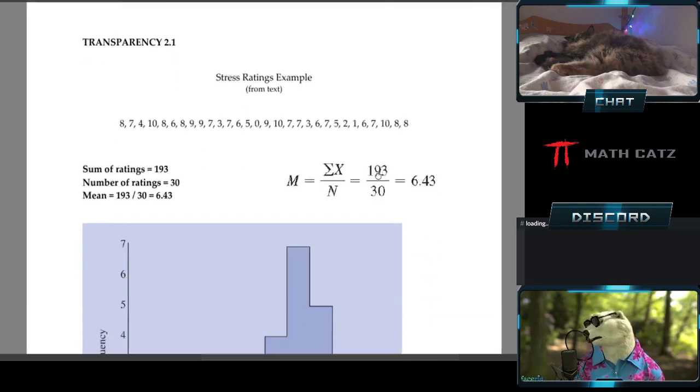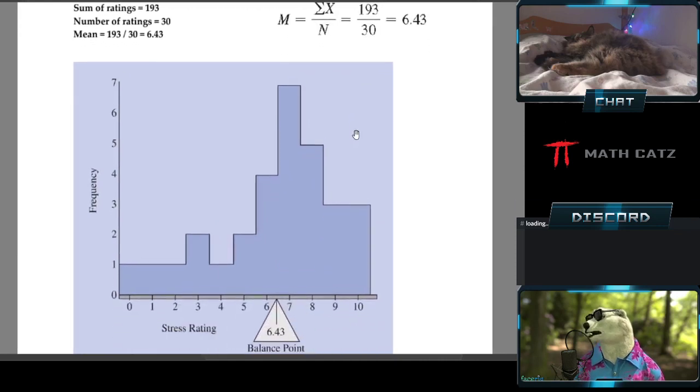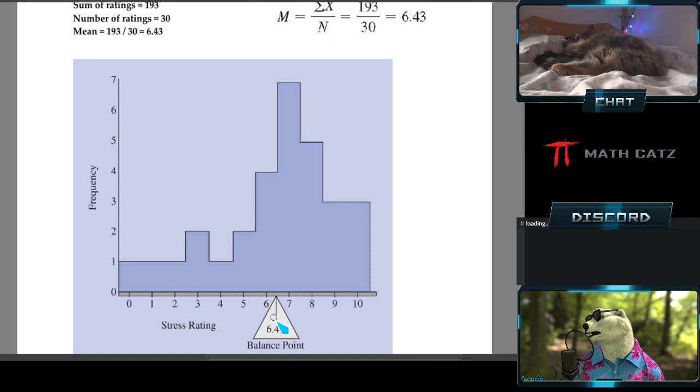If I look at the distribution, the histogram, the mean sits over here. I can sort of see that as a balance point, like the average. It gives me a single number to represent the center of this distribution. Some are on the left, some are on the right. My distribution is positioned at 6.43.